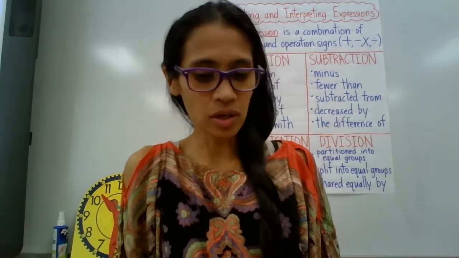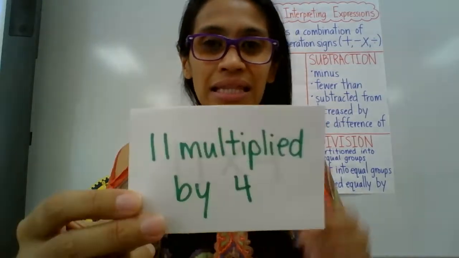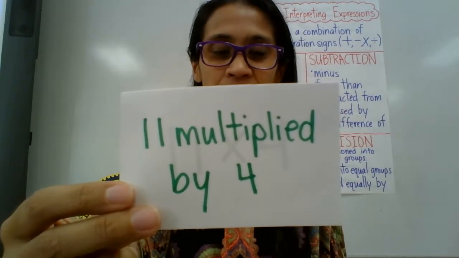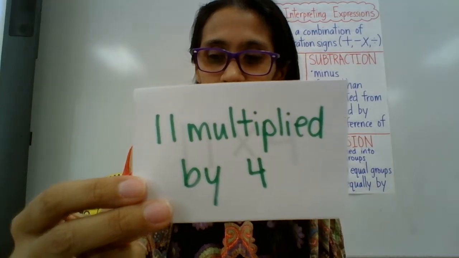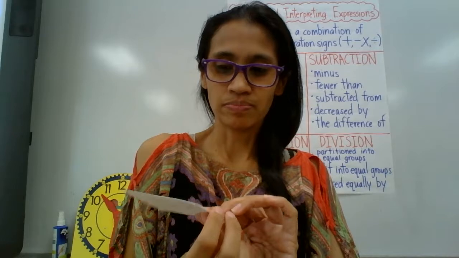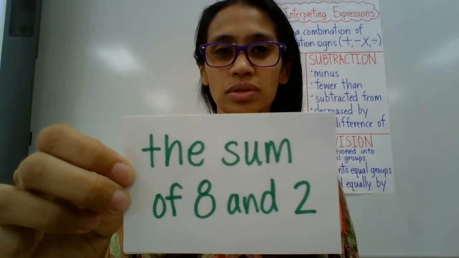All right. Let me look. What's the next one I want you to do? Right here. 11 multiplied by 4. Write that down. All right, the next one. The sum of 8 and 2.